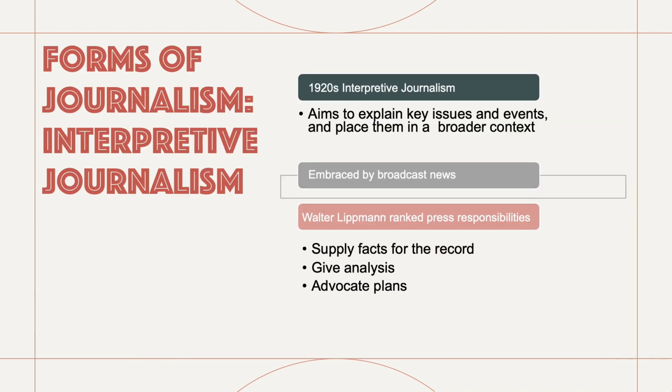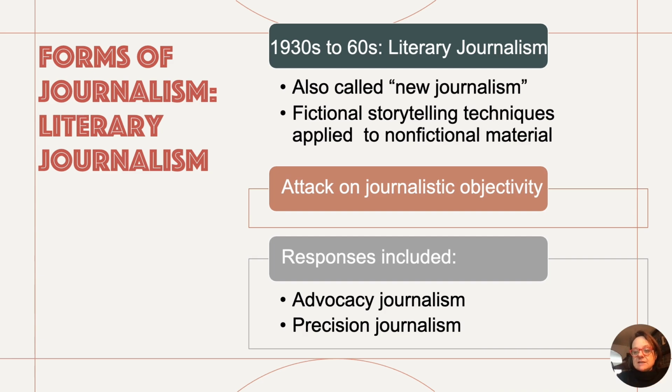One form of journalism that started to push back against objective journalism was interpretive journalism, because what this aimed to do was to explain key issues and events and place them in a broader context. So rather than just listing facts and assuming that that's something everyone's going to understand and perceive in the same way, this model was used to convey the surrounding information that would help someone understand the impact of the facts that were being delivered in a story. This model has been popularly used in broadcast news, for example, though not so much in our contemporary era. So interpretive journalism appears in the 1920s.